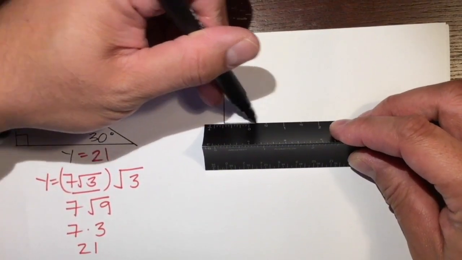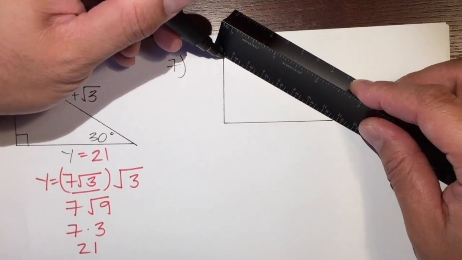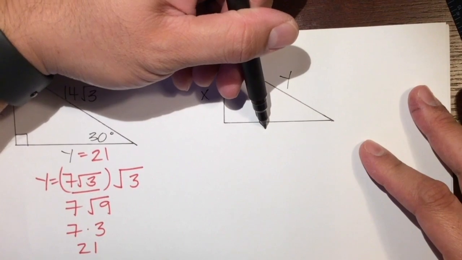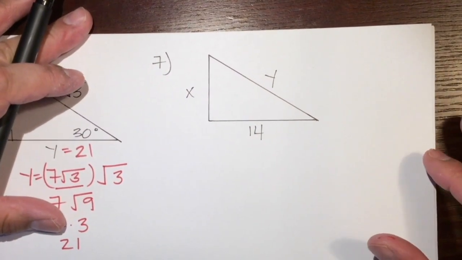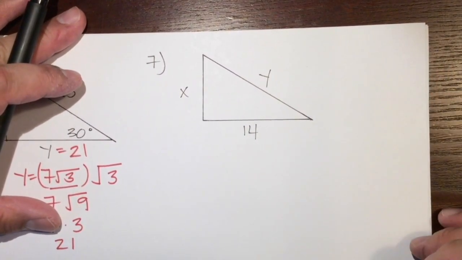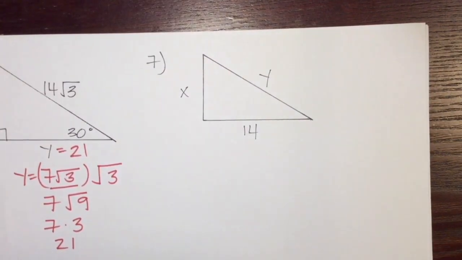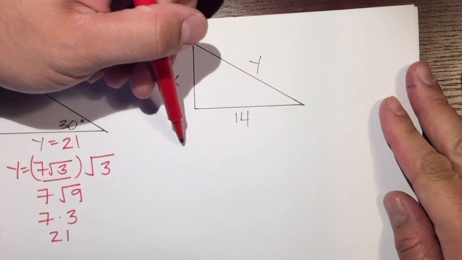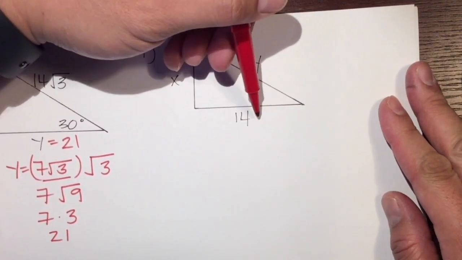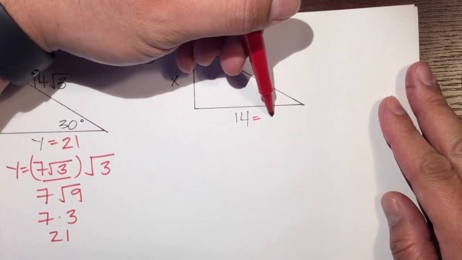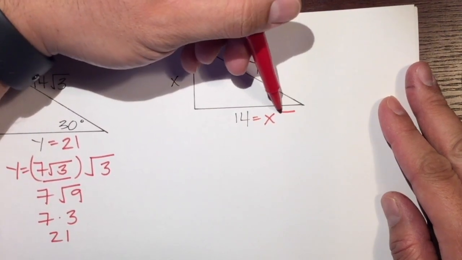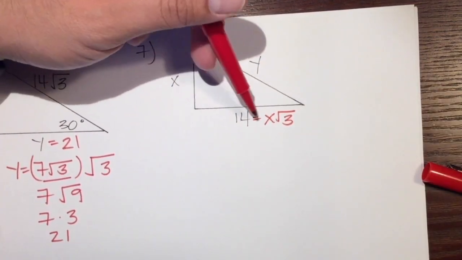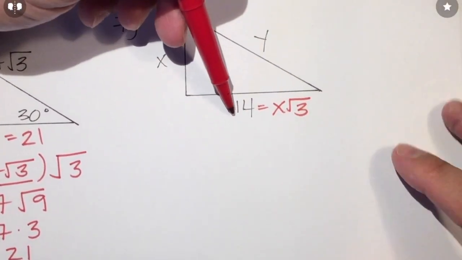Draw another 30, 60, 90 triangle. Let's make this X. Let's make this Y. Let's make this 14 and just 14. Okay, so yeah, let's do the same thing that we did before. We know that this is the middle side, and the middle side is equal to whatever the short side is times radical 3. We know the short side for now is X. And so the middle side would be x times radical 3.